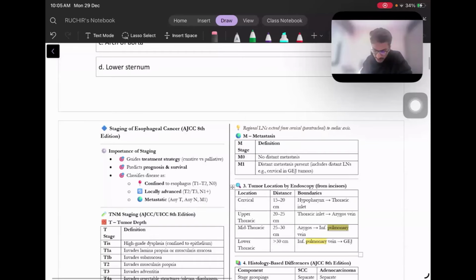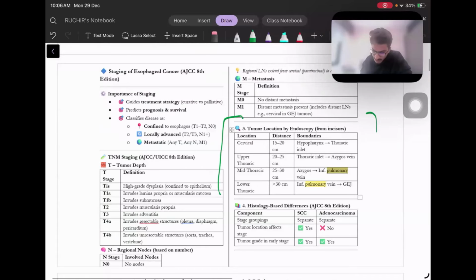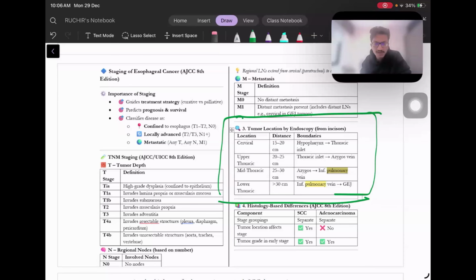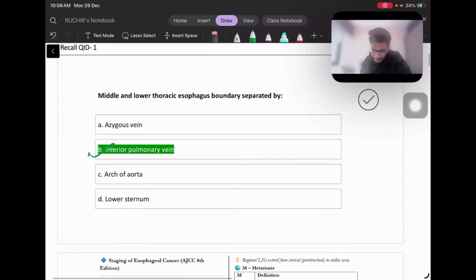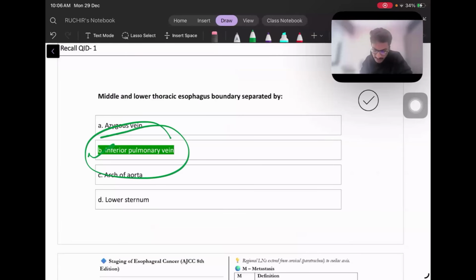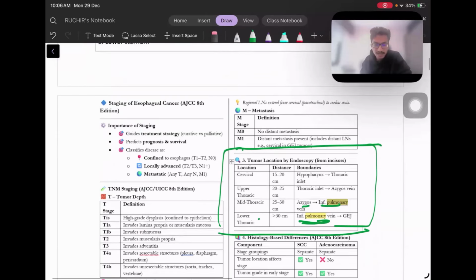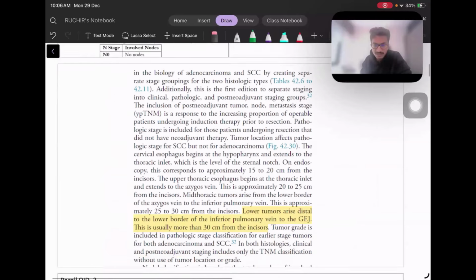Very important, this is mostly mentioned in the esophageal cancer portion of the Sabiston, which we have also covered in this table, wherein the middle thoracic esophagus and the lower thoracic esophagus are separated by a boundary, which is the inferior pulmonary vein, when the transition happens from the middle to the lower thoracic esophagus. So the answer here is inferior pulmonary vein. I think this question is pretty straightforward and okay.